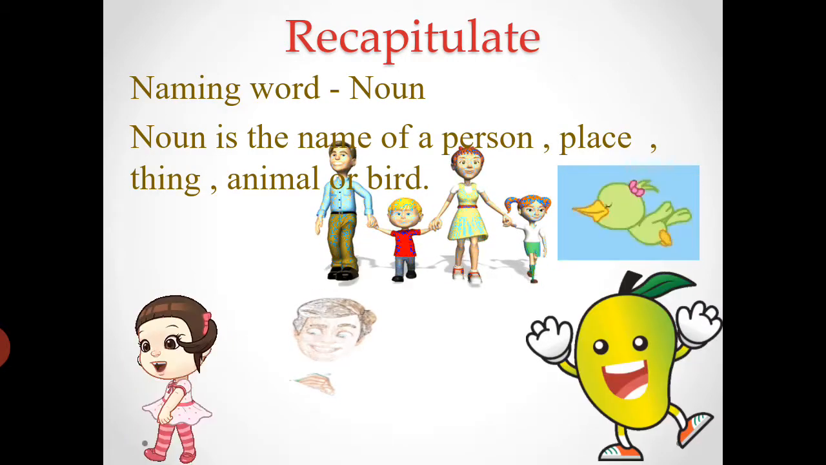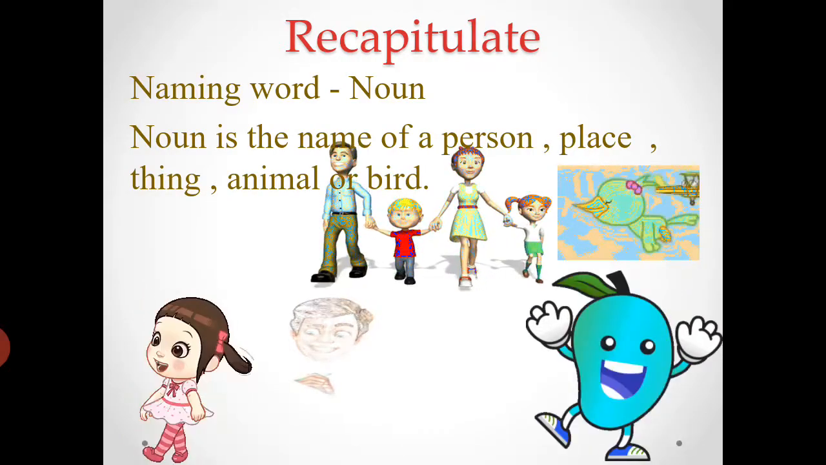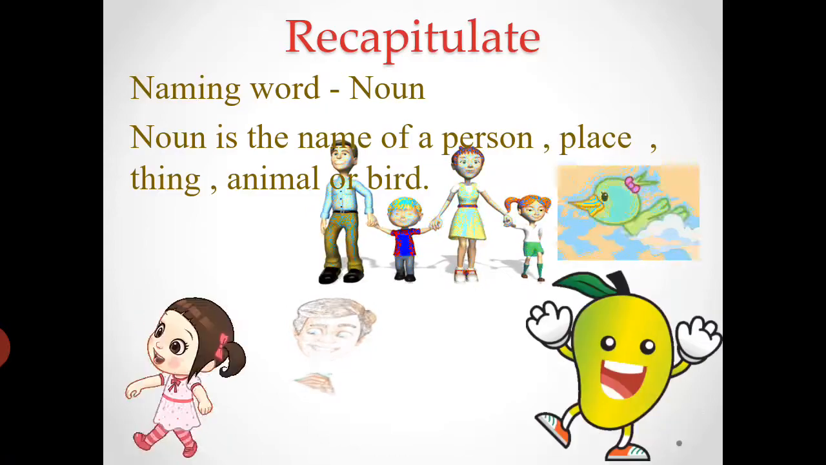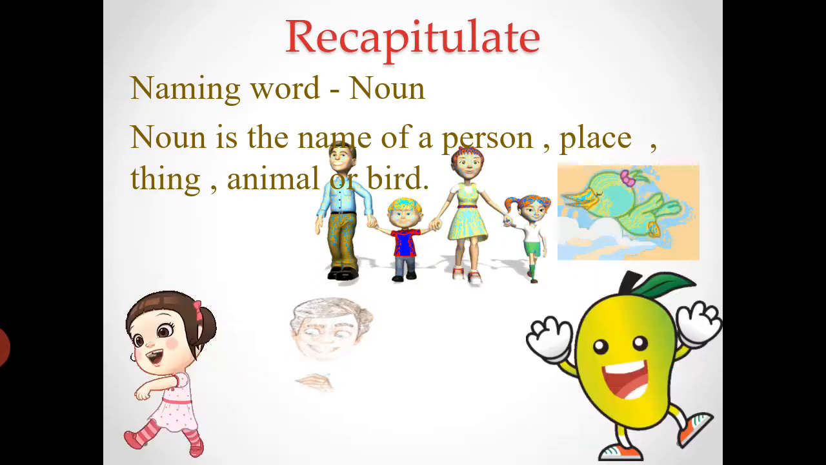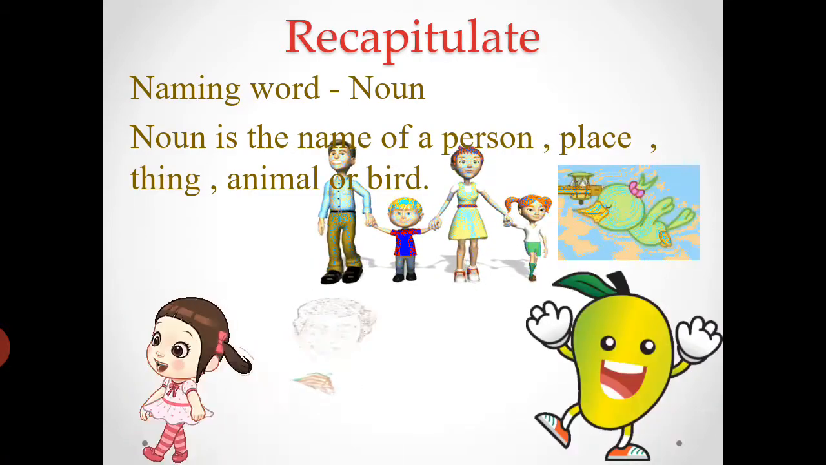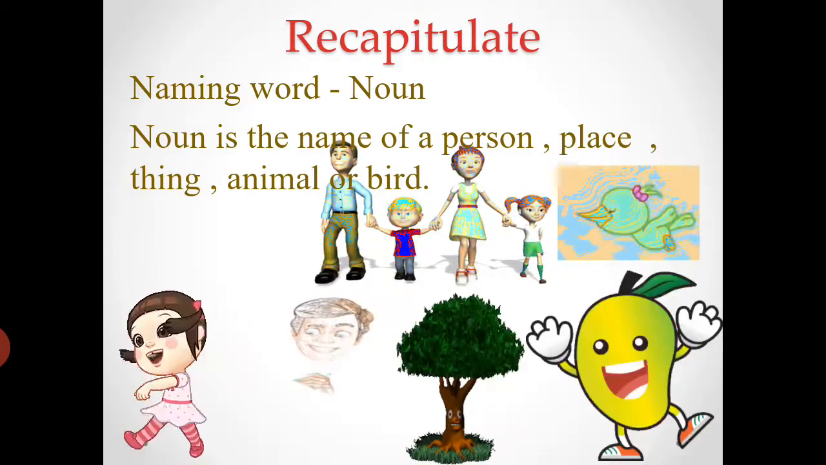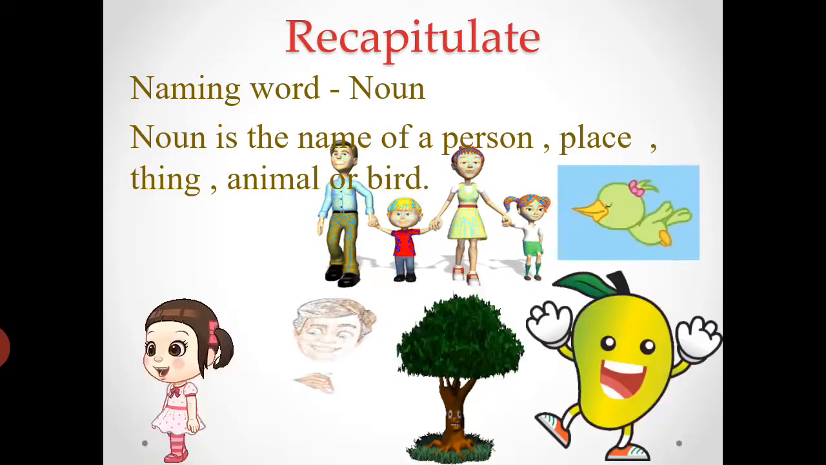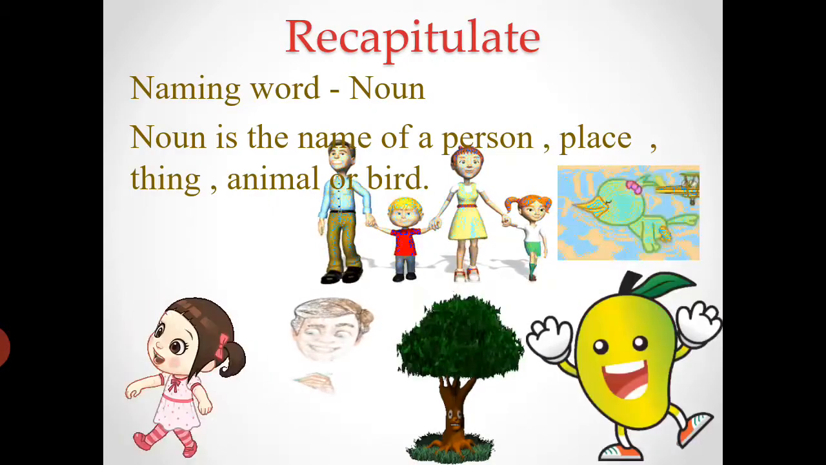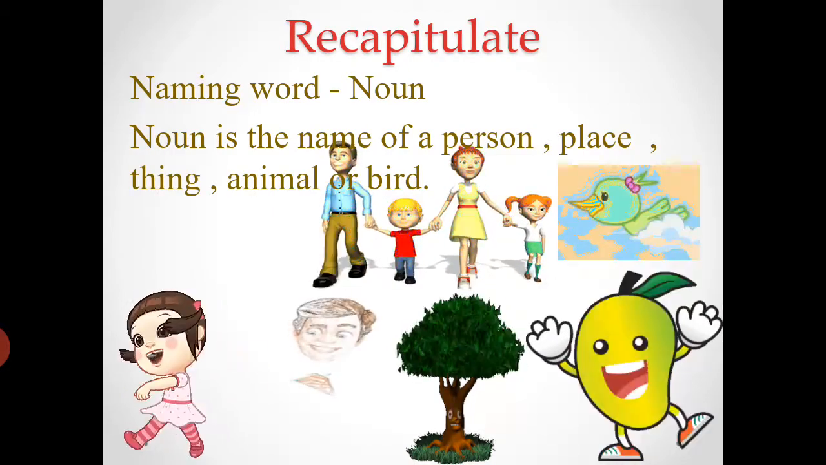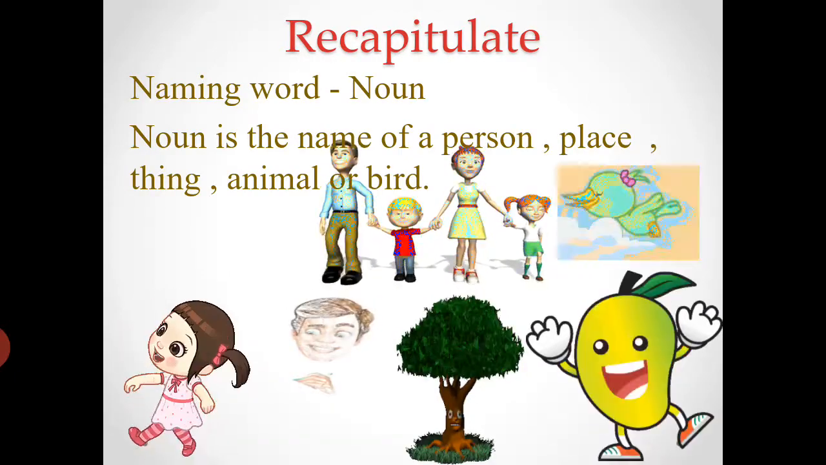Look at the pictures. We can see mother, father, children, son, daughter. These all are nouns. Bird, boy, girl, mango, fruit, tree. These all are nouns. Some are common nouns and some are special nouns. Mango is a fruit. Fruit is a common noun, but mango is a special noun. Tree is a common noun, but if we say apple tree, that is a special noun.